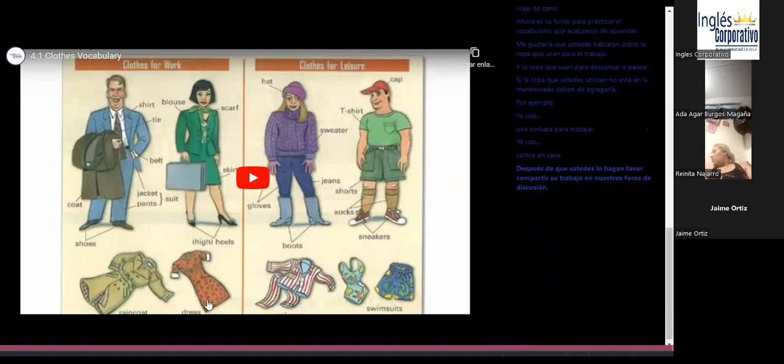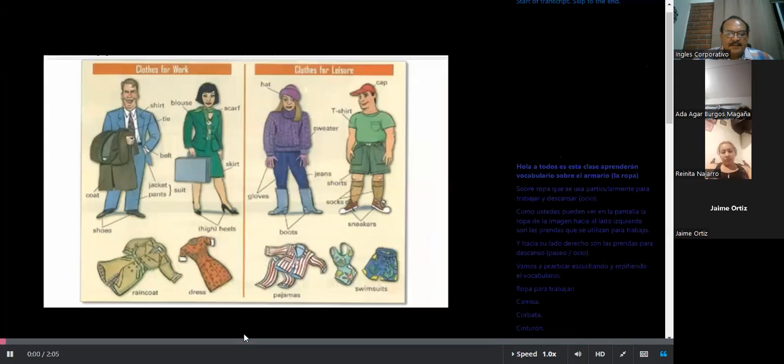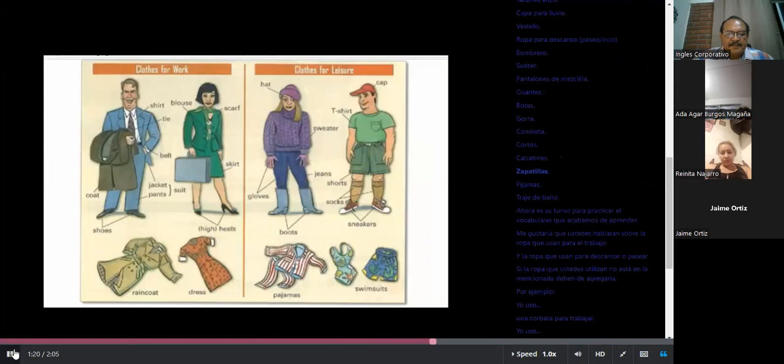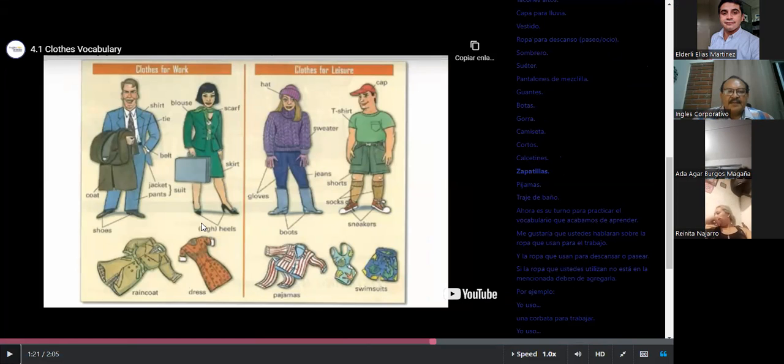Okay, first, vocabulary. Any questions with the vocabulary that is here? Okay, you have pajamas, swimsuits, sneakers, socks, shorts, t-shirt, cap, sweater, jeans, boots, gloves, hat, dress, raincoat, high heel.